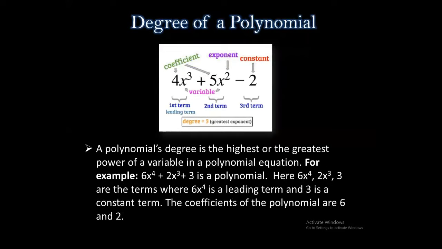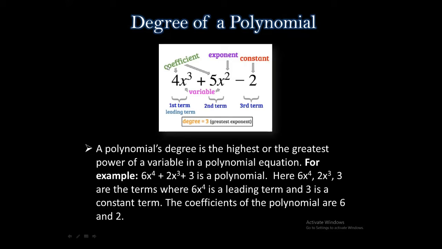Degree of a polynomial. A polynomial's degree is the highest or the greatest power of a variable in a polynomial equation. For example, 6x to the raised power of 4 plus 2x to the raised power of 3 plus 3 is a polynomial. Here 6x to the raised power of 4, 2x to the raised power of 3 and 3 are the three terms, where 6x to the raised power of 4 is the leading term and 3 is a constant term. The coefficients of the polynomial are 6 and 2.